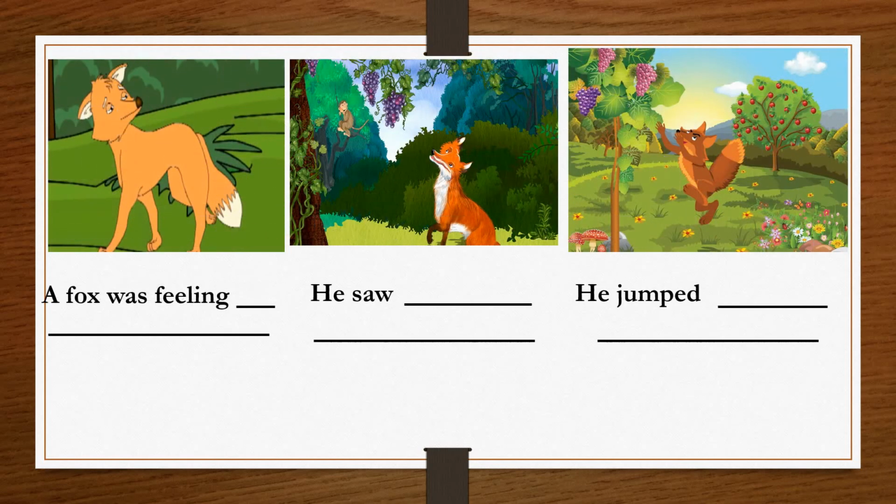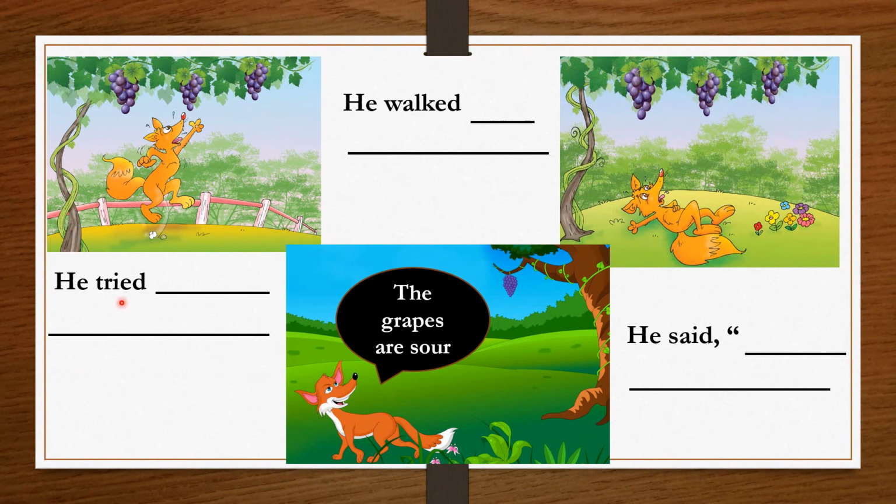So students, here some pictures are given to you all and the incomplete sentences are given. And you're going to complete the sentences with the help of these pictures. So here a fox was feeling hungry and you're going to complete the sentence. Then he saw. What did he see? Then he jumped. Next is, he tried. As you can see in the picture, he walked and he said.